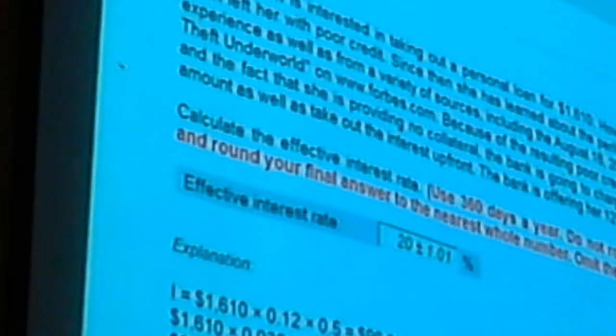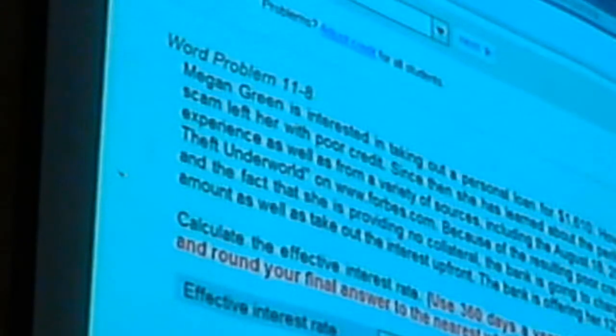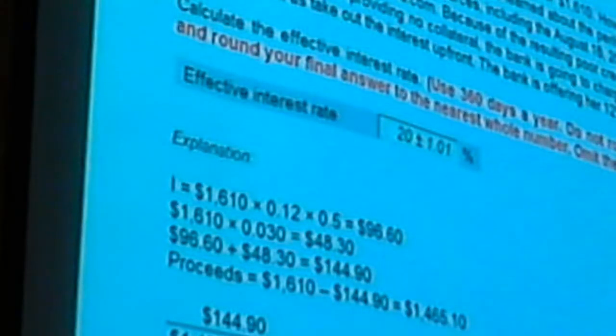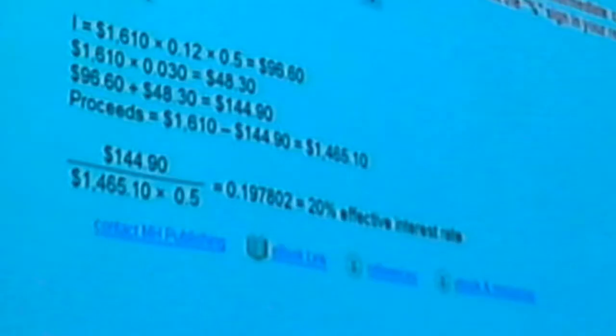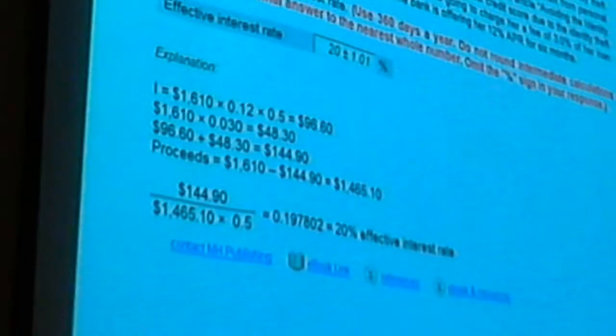All right, so you have to be able to pull out of this paragraph the things that you need and only those things, right? Do you recognize this problem? We had it just recently. It's a story about the person that got scammed, like identity theft, and they screwed up her credit, and now she's getting charged a higher interest rate because of a lower credit score. Does that sound familiar? Yes. And that person is Megan. She's taking out a loan for $1,610.